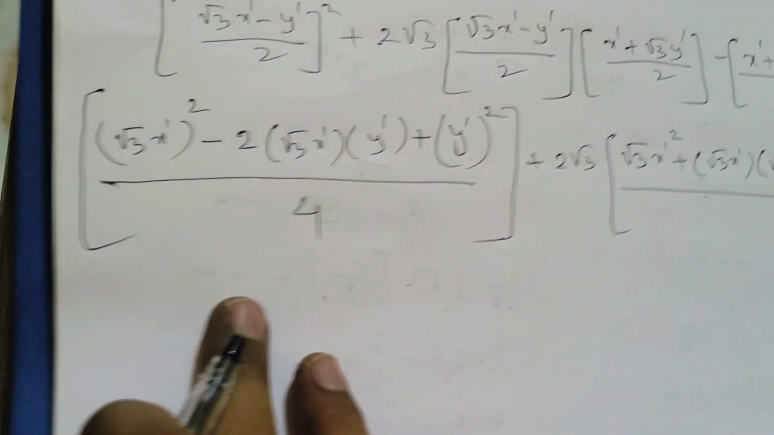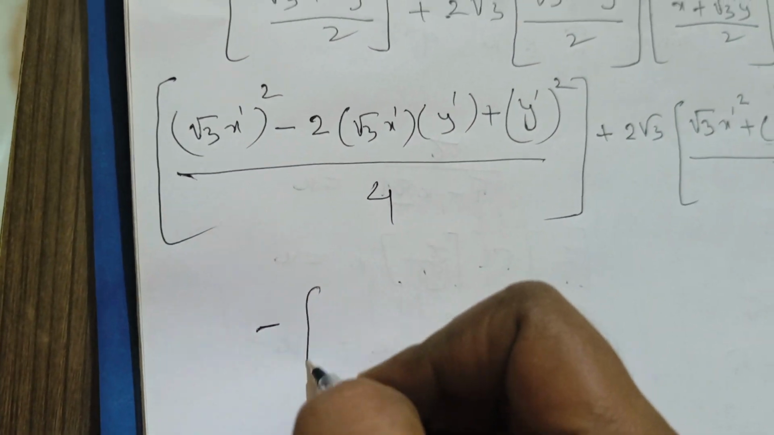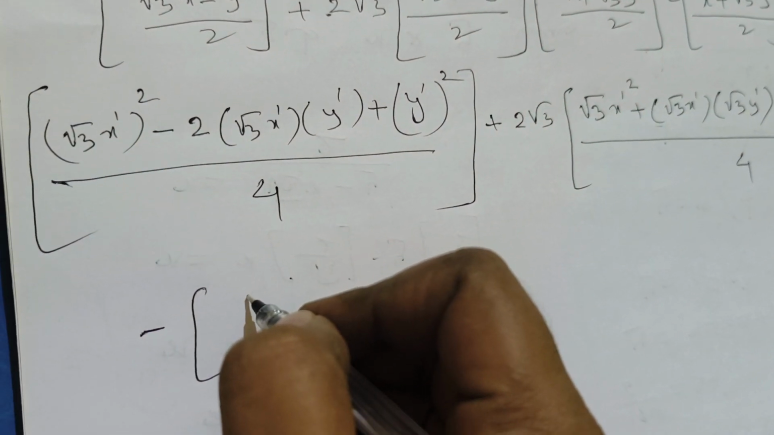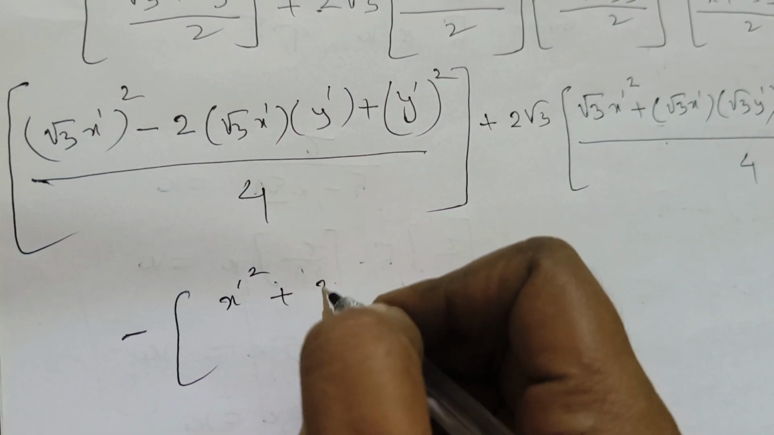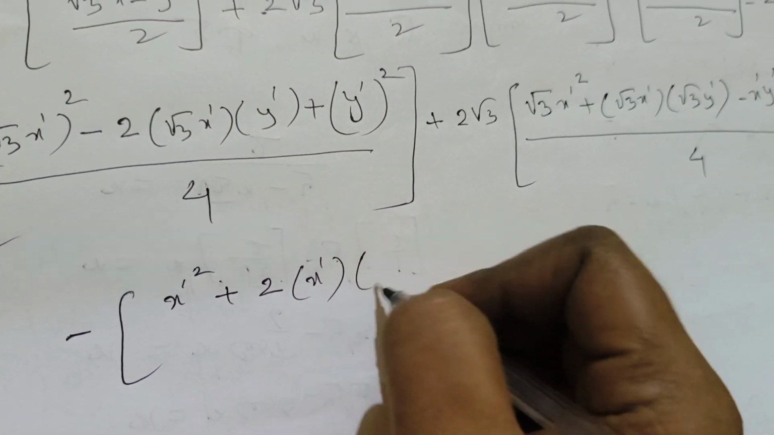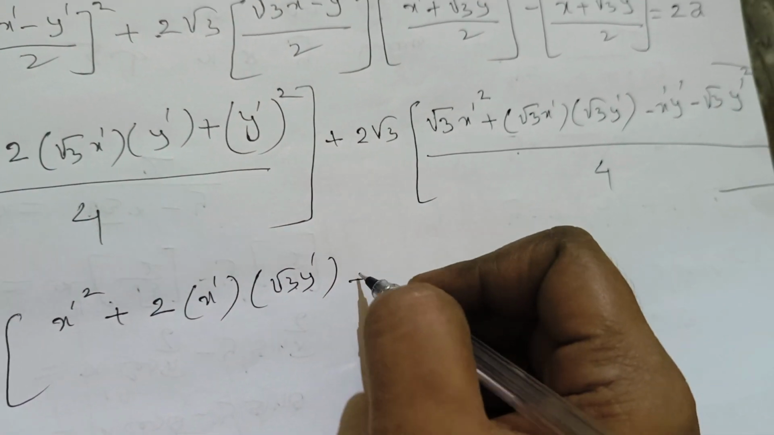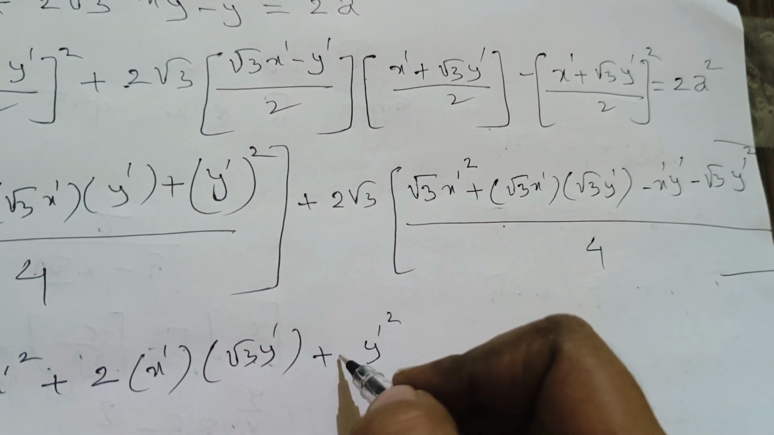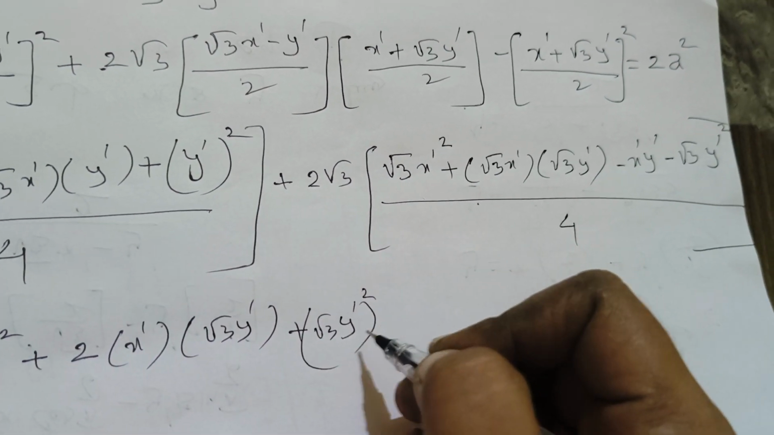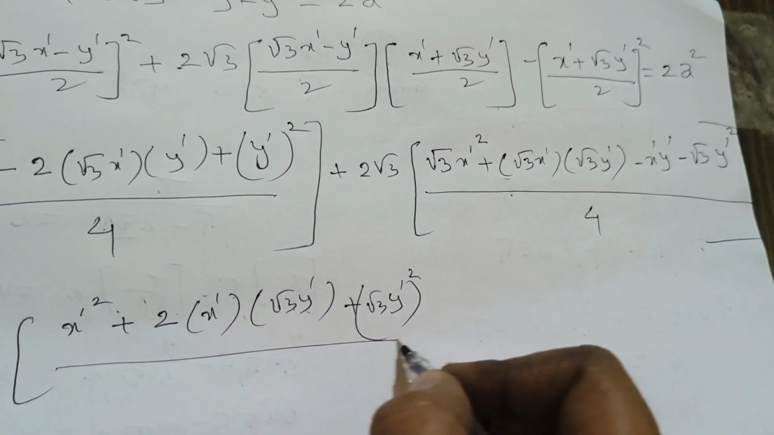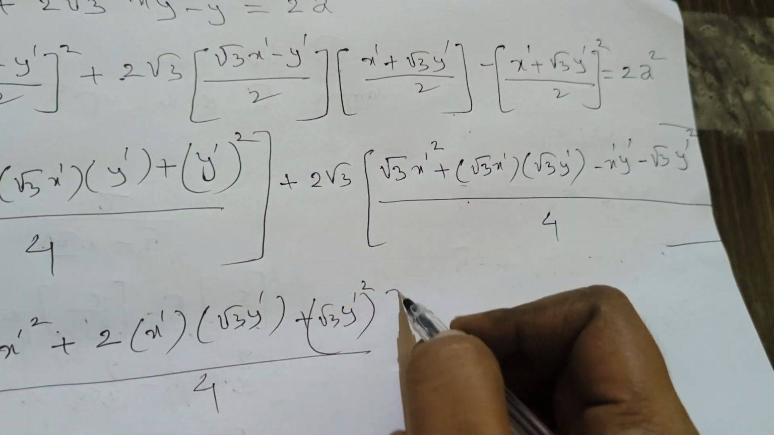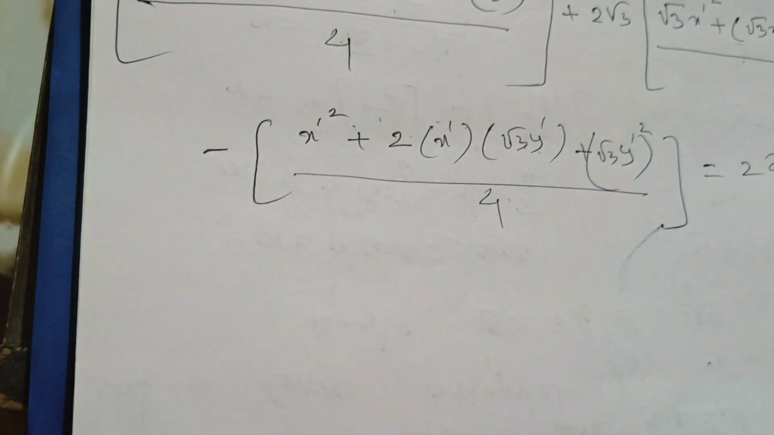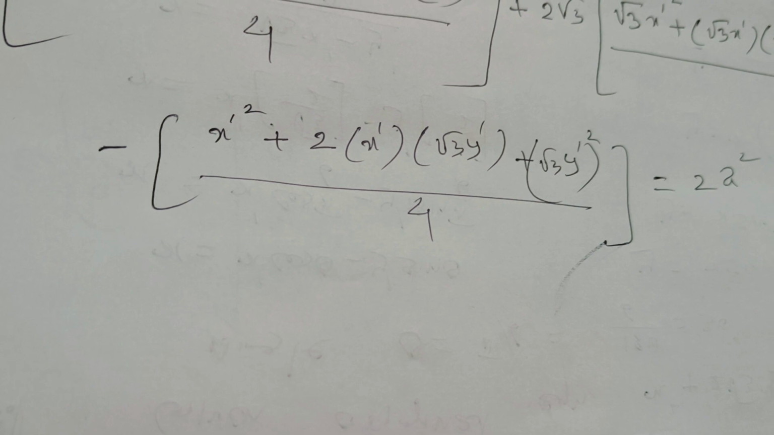Now the third term, with a minus sign. For the a plus b whole square formula we apply: x dash square plus 2, where a is x dash and b is root 3 y dash, plus root 3 y dash whole square by 2 twos are 4, is equal to 2a square. So all the denominators are 4. Cross multiplying, it becomes 8a square.